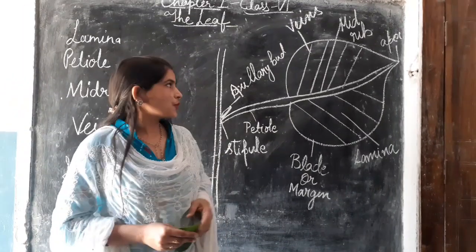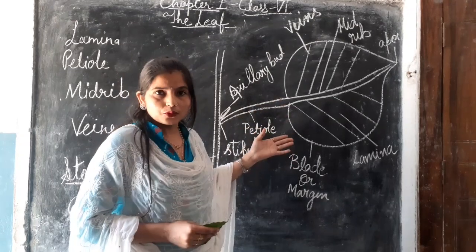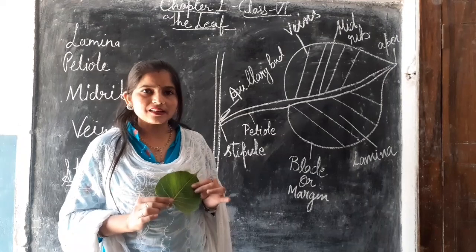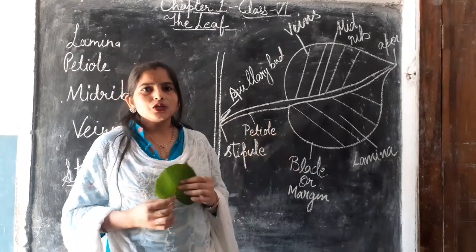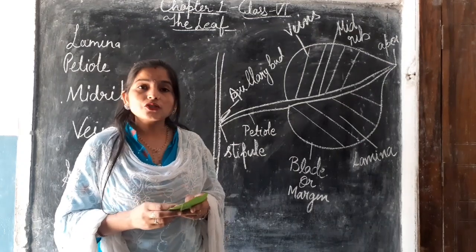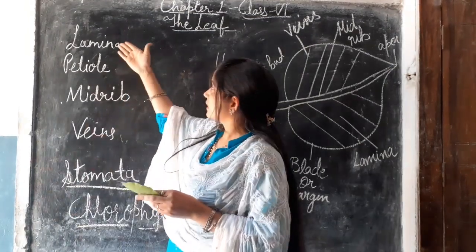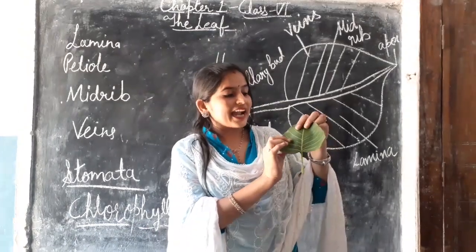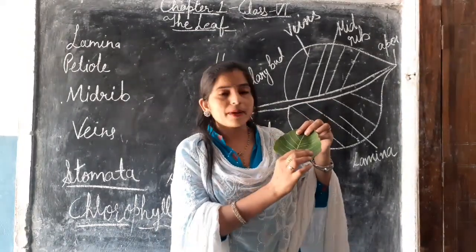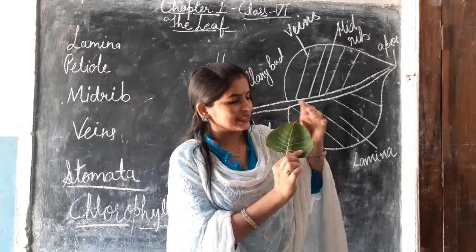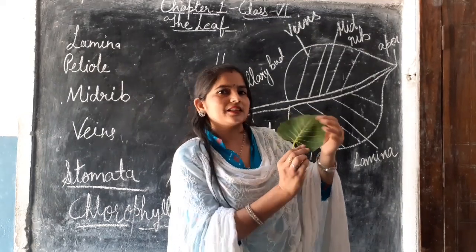Children, I already showed you the parts of a leaf on the blackboard. But I think the original one is better than the imaginary one. So I am going to show you this leaf. The parts of leaf. First, the lamina. Lamina is that broad, green part of a leaf, excluding the midrib, veins and vein leaves.